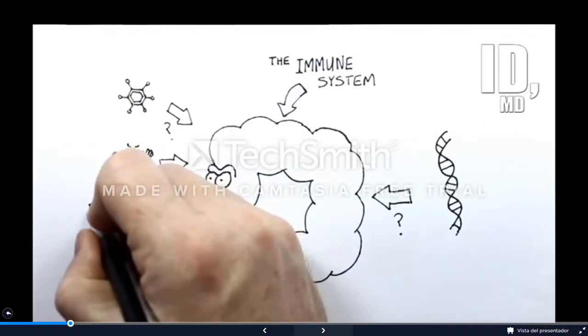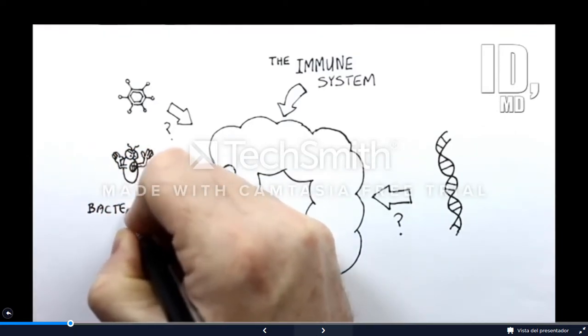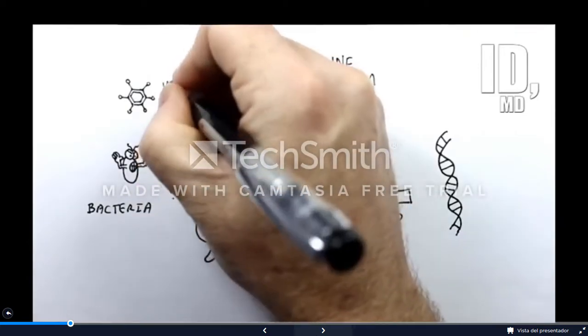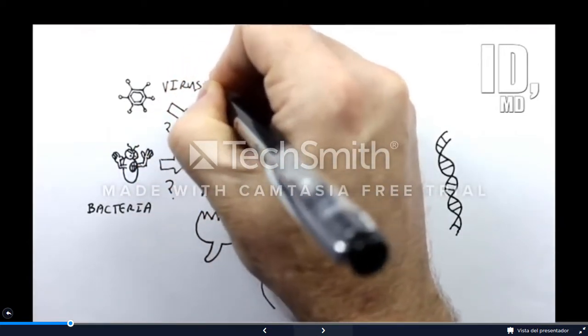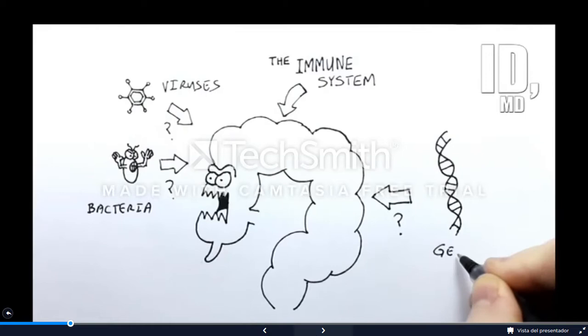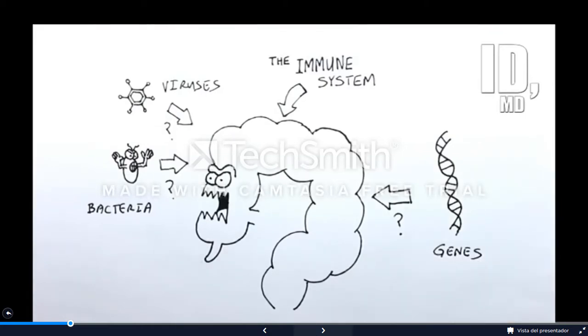Nobody knows what causes Crohn's disease, but it seems to be an overreaction of the immune system in response to some environmental trigger, perhaps some sort of bacteria or virus. There are genes associated with an increased risk of developing Crohn's disease, but no one gene causes the disease.